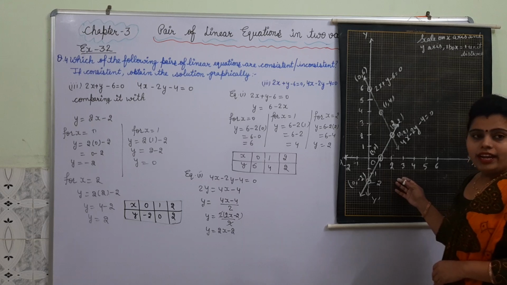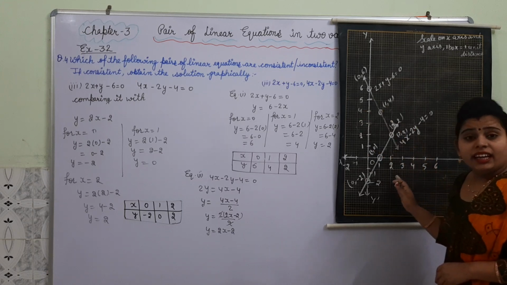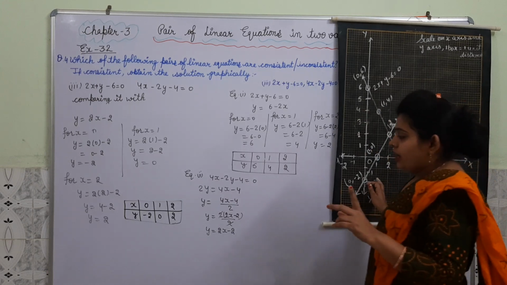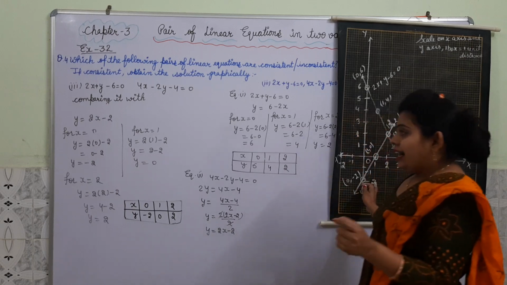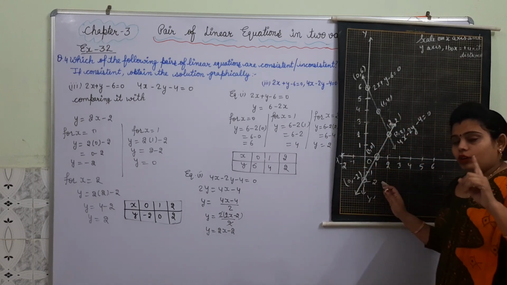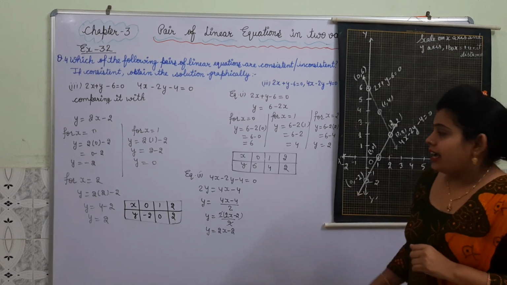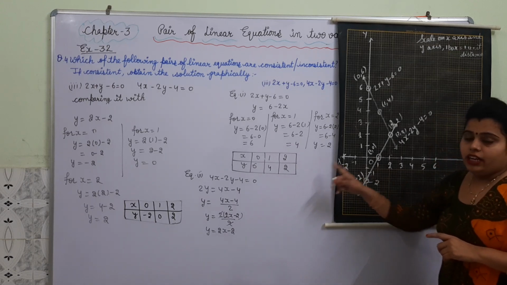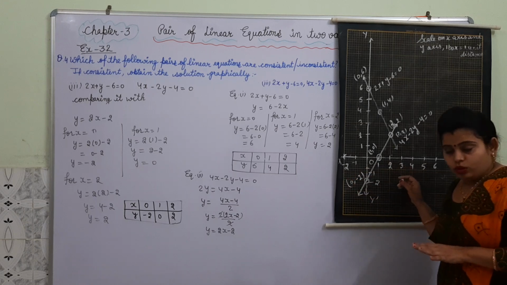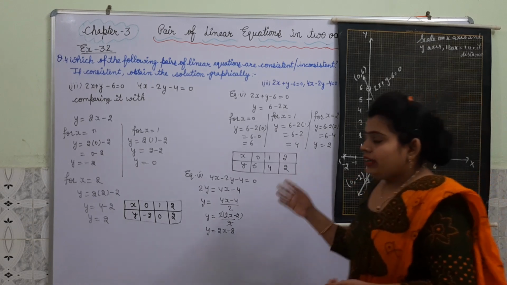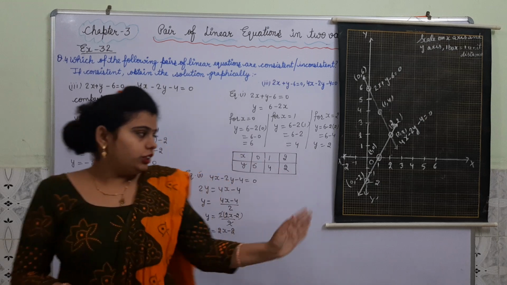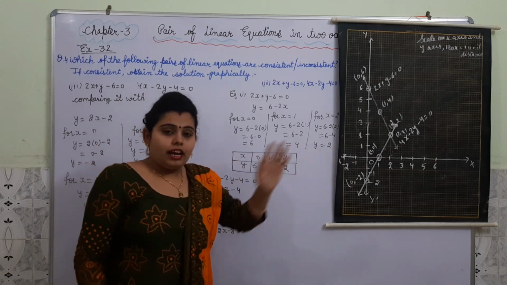Graph, which type of lines we are getting? We are getting intersecting lines. And when we observe the condition that a1 by a2 is not equal to b1 by b2, again from the table we will get intersecting lines. So graphically and algebraically we are getting the same solution. So dear students, we can represent a pair of linear equations in this way on graph paper.